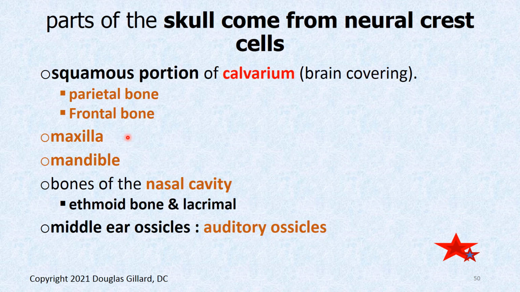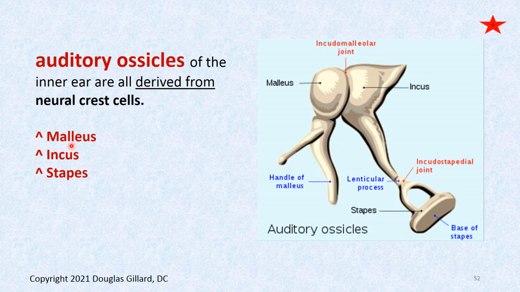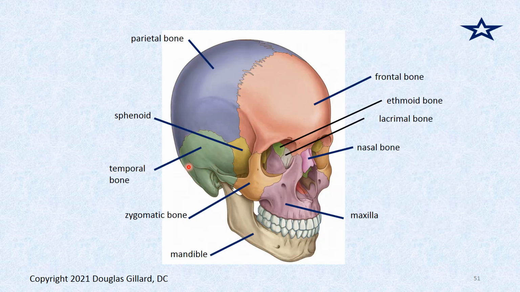Yep, and I think this should be in second quarter, so don't get mad at me. But maxilla and mandible. The bones of the nasal cavity, ethmoid and lacrimal bones, all the little tiny bones you'll see. You've already seen these. The auditory ossicles, remember those? Where are those little things? The malleus, incus, and stapes, those are all derived from neural crest cells.